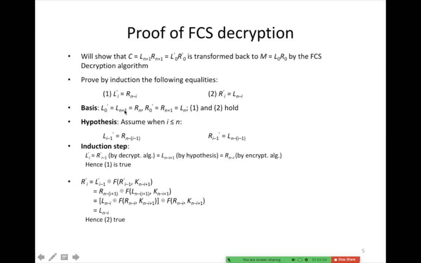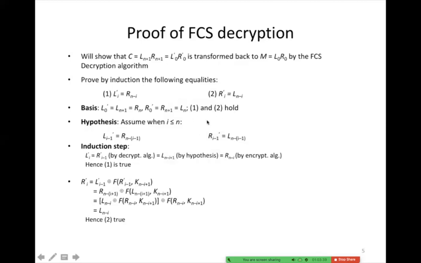But we also know that L sub n plus 1 is equal to R sub n. Remember, when we get down to this, we do a swap that becomes L sub n plus 1. Similarly, R0 prime is equal to R sub n plus 1, which is L sub n. So when i is equal to 0, both 1 and 2 are true.